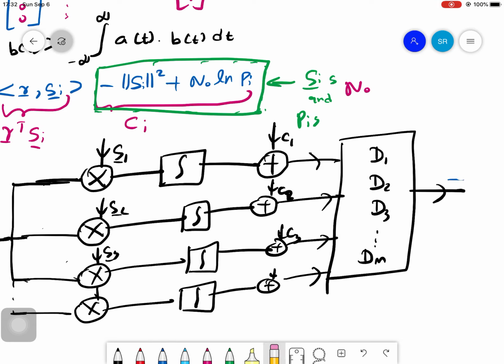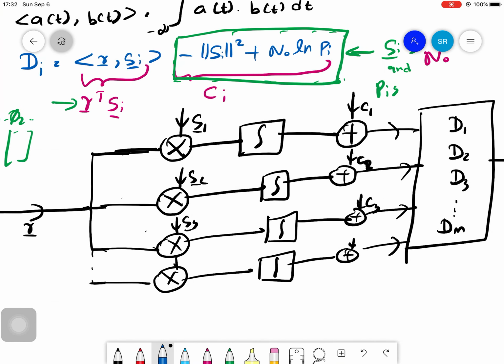Or actually, I'm not going to say it is Si. I just write Mj or something. Or it is not necessary. Let's say some S_D. It actually decides what signal it received.